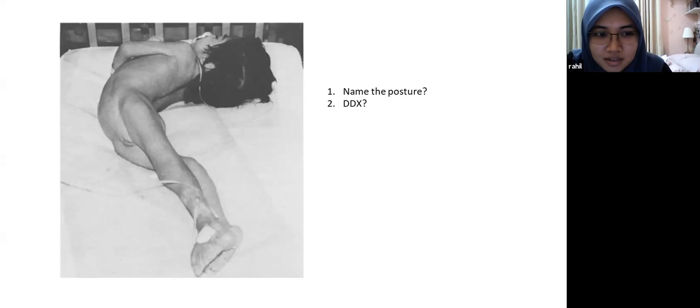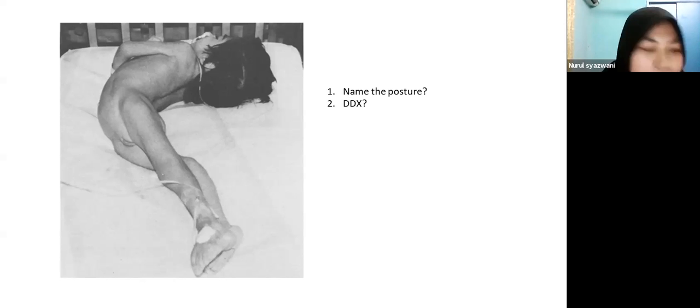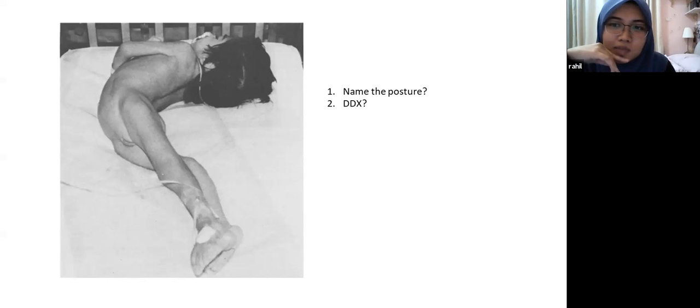So I think this is a state of severe hyperextension, and there is also spasticity at the head, neck, and spine of the child, which causes the child to look like in an arching position. So this is the tetanus posture. And the differential diagnosis? The differential diagnosis could be a patient with cerebral palsy, or a child infected with meningitis or tetanus infection.